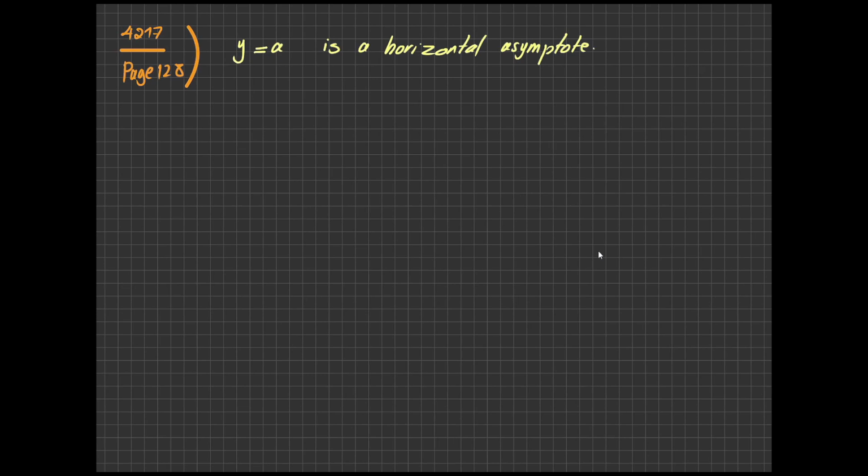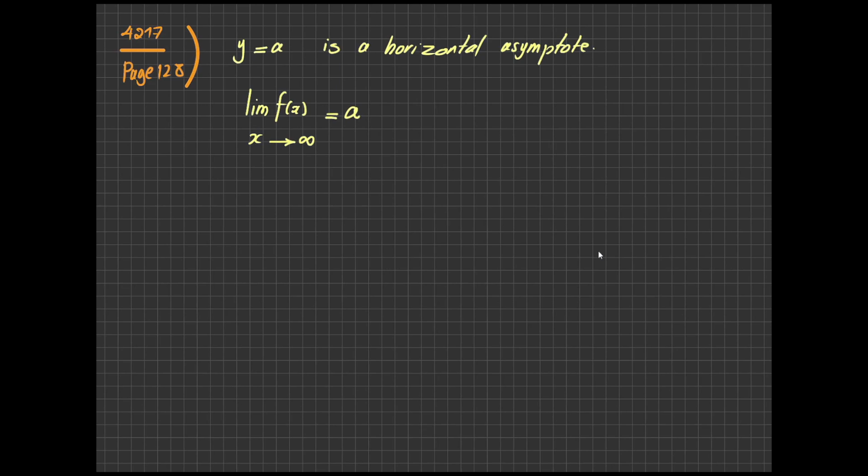What is the meaning of the horizontal asymptote? It means that when I take the limit of my function, f of x, and send x to infinity, the answer is a. That is the meaning of horizontal asymptote. So how do you find the horizontal asymptote? You need to take the limit of your function when x goes to infinity. And here I don't send x to negative infinity because it is mentioned that x is positive.